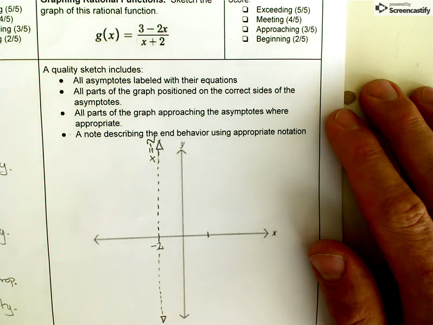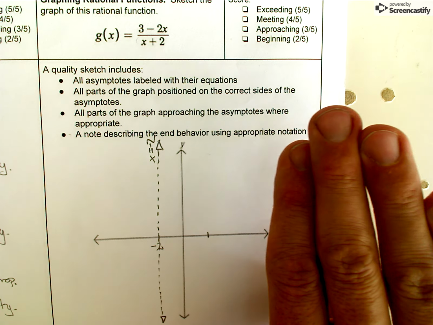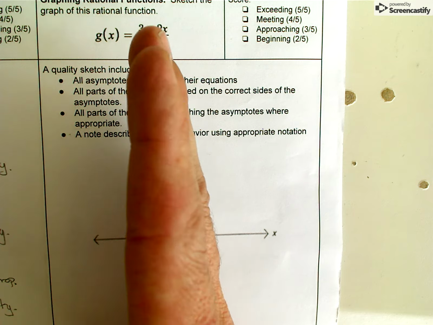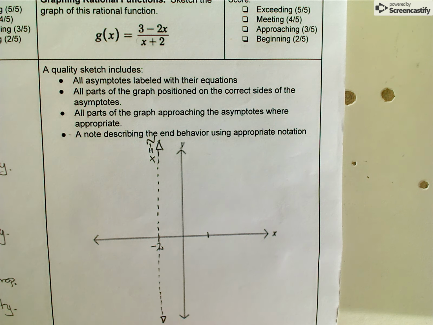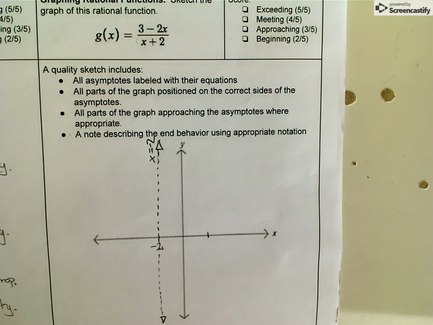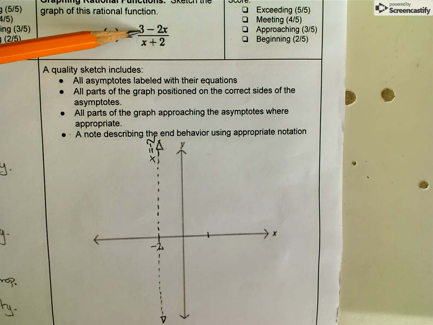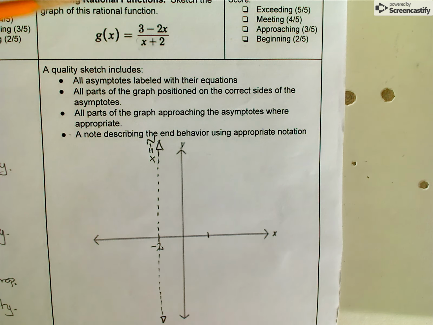And for this, I'm going to think about what happens when x gets really, really big, or really, really small, like a big negative number. And I can do that by taking a look at my equation and noticing that when x is really big, this 3 becomes insignificant on the top. And when x is really big, this +2 doesn't matter. I mean, 1,000,000 plus 2 is still pretty much 1,000,000.